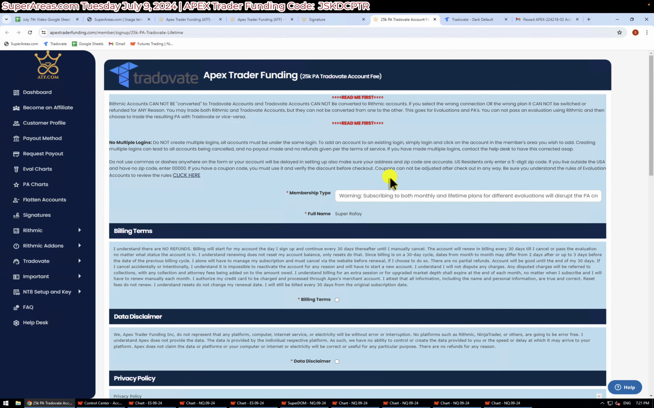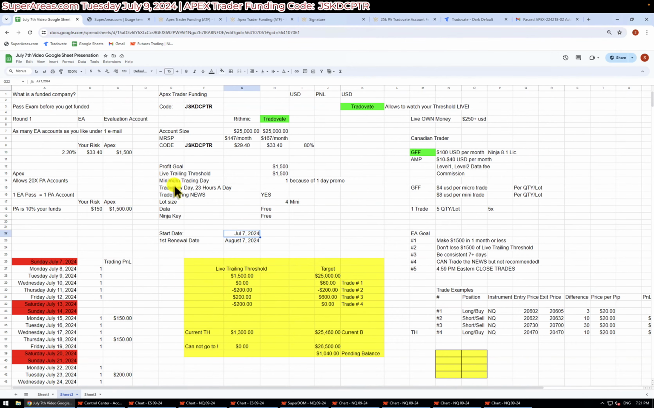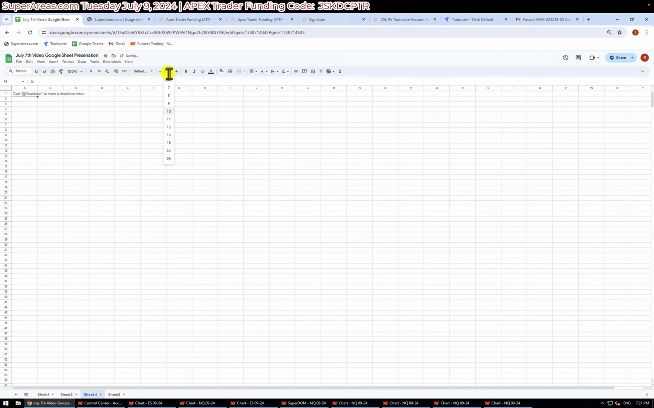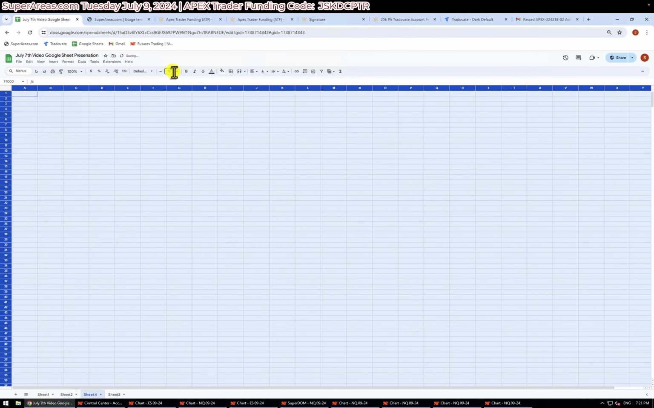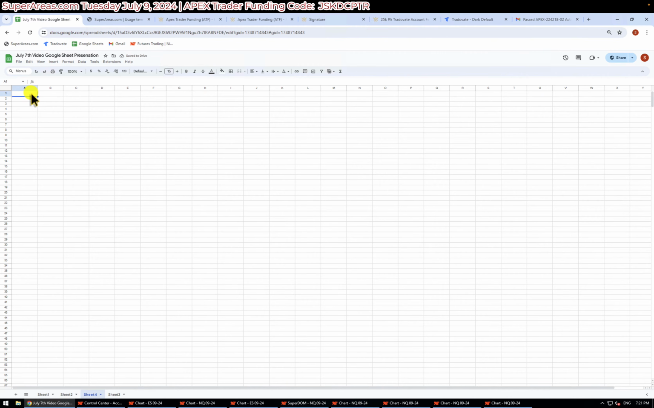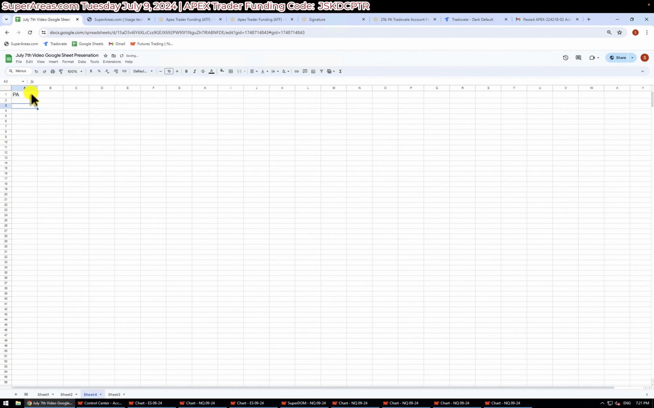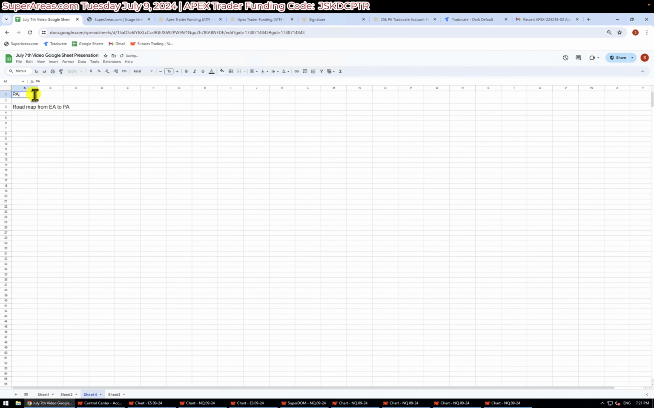So the evaluation exam, let me go to the Google Sheet again to explain what the evaluation is. Let me write down the notes. So PA, let me change the font to a little bit bigger. Now, a roadmap from EA to PA. Now, PA details, let's call this sheet PA deal.